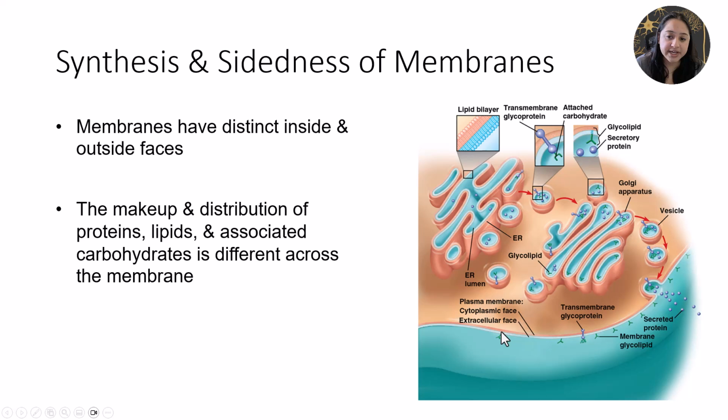The cell membrane, but also the membranes on the inside of the cell, have distinct inside and outside faces. That's how the cell knows what's what and where things are supposed to be. The makeup and distribution of proteins, lipids, and carbohydrates is going to be different around the membrane, and even in these little membranes inside the cell.